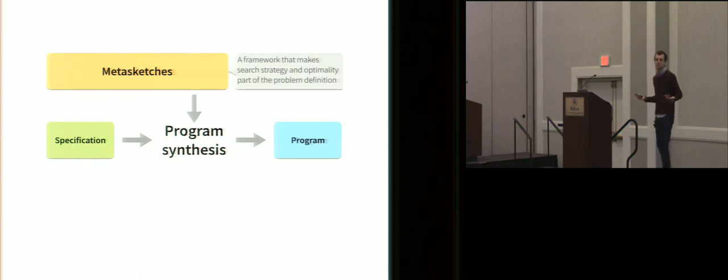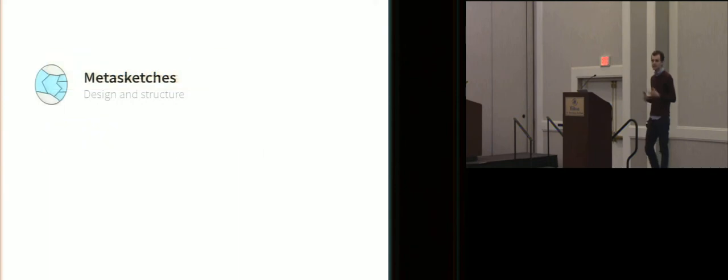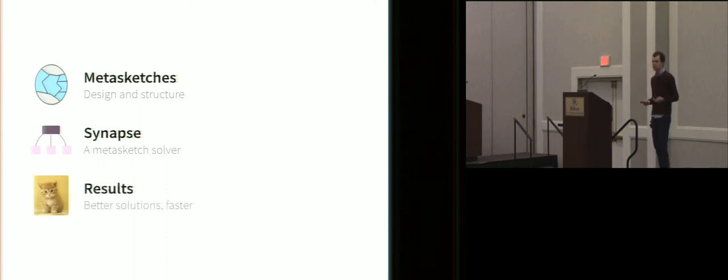So our contributions are threefold. Firstly, I'll show you the Metasketch abstraction. This is an abstraction for synthesis that allows specifying the same kinds of complex hand-rolled strategies that people use in synthesis tools today, but in a generalizable way. I'll present to you Synapse, which is a Metasketch solver that solves Metasketches efficiently and in parallel. And finally, I'll show you results that show the Metasketches and Synapse can be used to develop effective synthesis tools in a variety of domains. And then at the end, I'll talk about cats, and that will make complete sense, I promise.